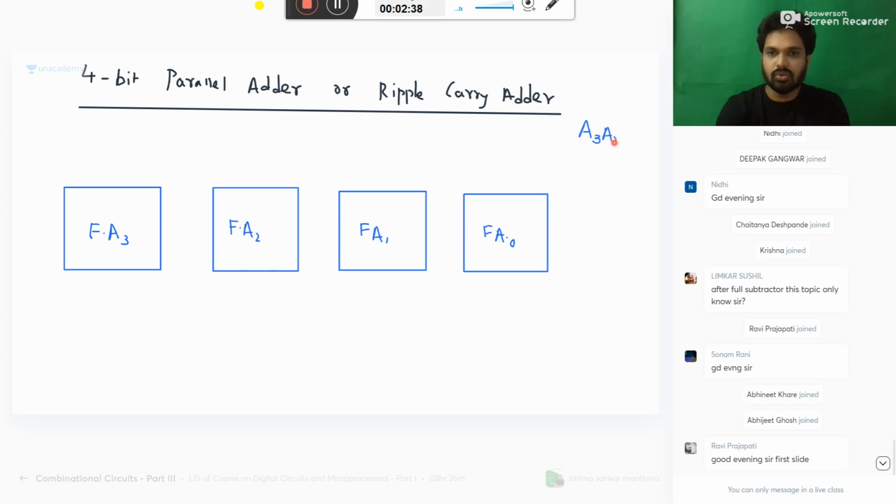A3, A2, A1, A0. I have a 4-bit number A. I want to add this to another 4-bit number B3, B2, B1, B0. So what is the original procedure? You will be adding this A0 and B0. You will be getting sum, and what happened here? Yesterday also same.